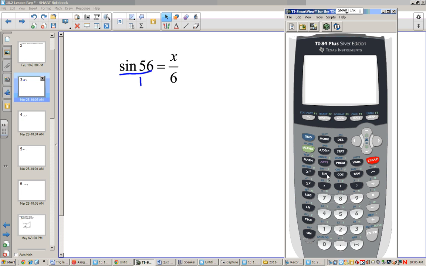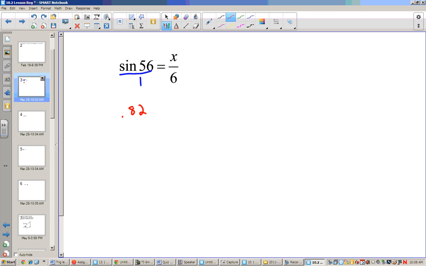The first thing I need to do is hit sine 56, and I get a value of 0.8290. So we write 0.8290. I always go out 4 decimal points so I can be the most accurate. It's going to be x over 6. Now I cross multiply. 1 times x is just x.